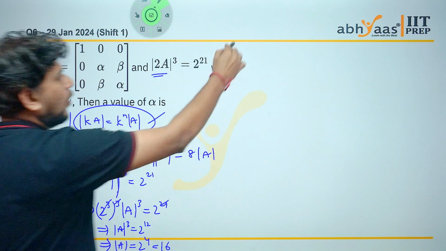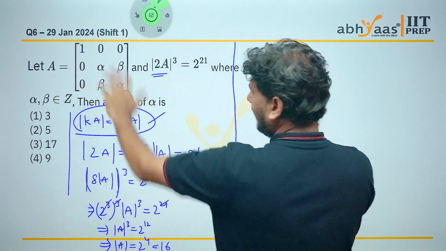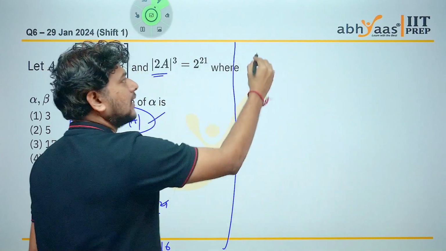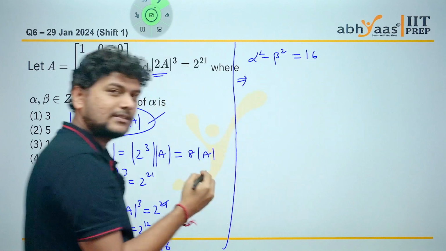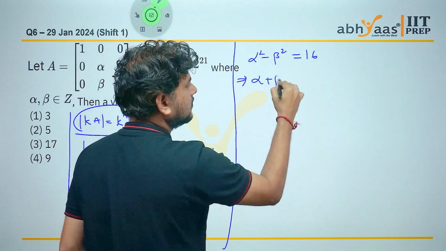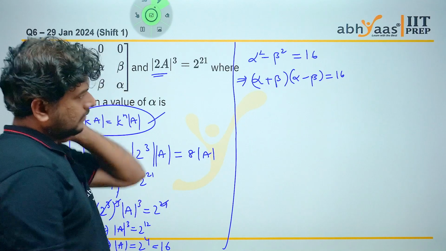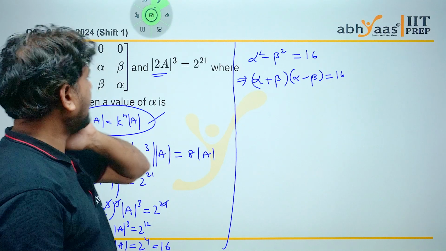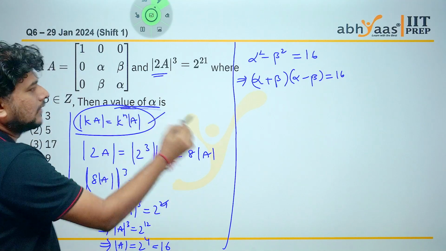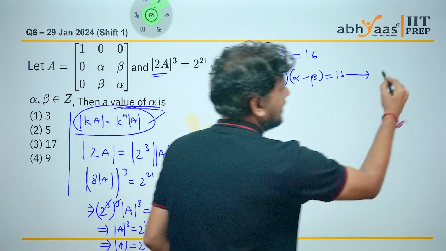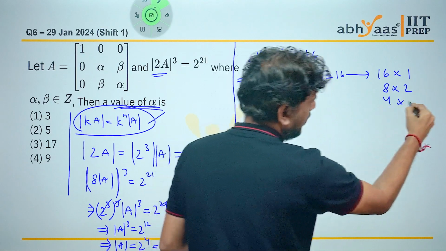A is given, so mod A, that is det A, will be 1 into (alpha square minus beta square). Okay, so alpha square minus beta square equals 16. This implies (alpha plus beta) into (alpha minus beta) is equal to 16. We have to find the value of alpha only. Finding the factors for 16: 16 into 1, 8 into 2, 4 into 4.